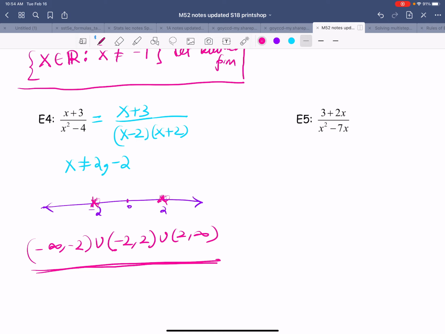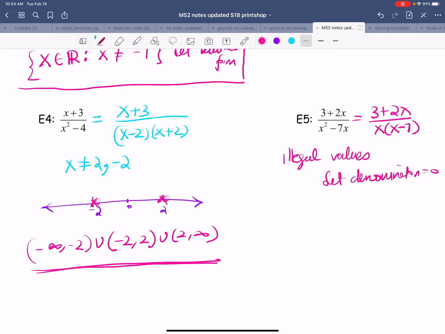Okay. Example number 5. 3 plus 2x divided by x squared minus 7x. What values of x are not okay? It might be easier to see once you factor your denominator. All right. So I can see here, to find my illegal values, to find the unallowed values, I am going to set the denominator equal to 0 and solve it for x.